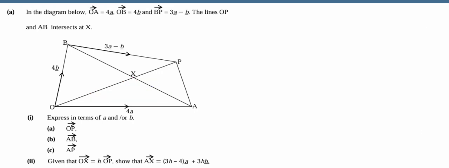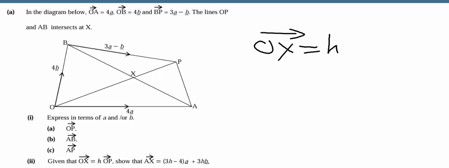Then as for the last one, which is Roman numeral number 2, it is saying given that OX is equal to H of OP. When you move from point O up to point X, when you have been given H and vector OP, you can easily calculate what? OX here.